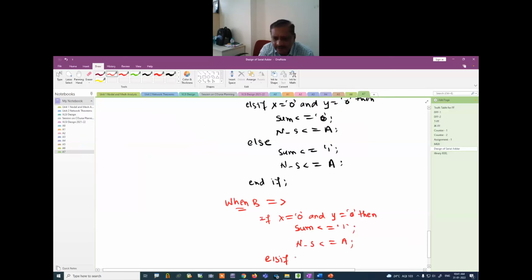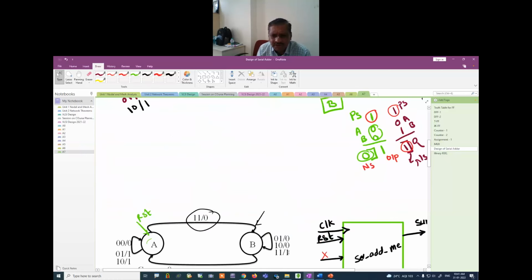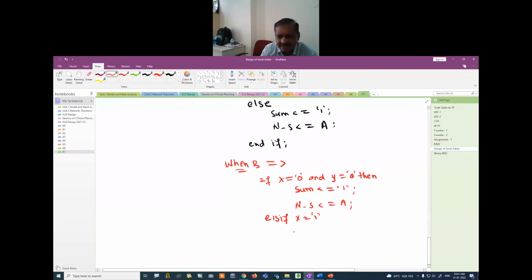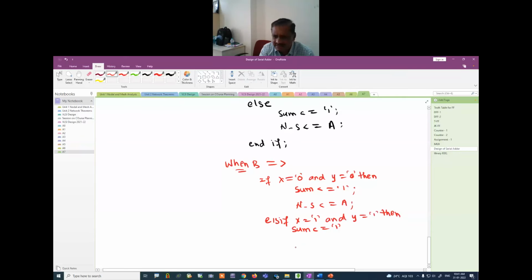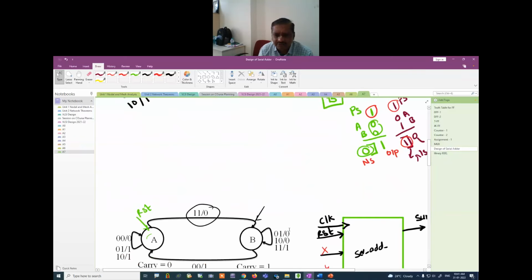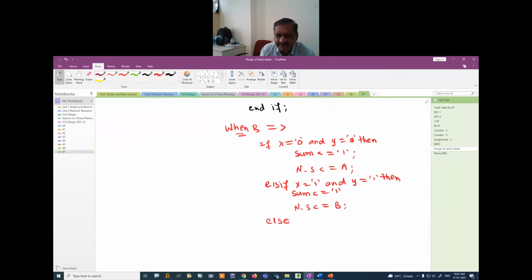Is it right? Else if x is equal to 1 and y is equal to 1, then what is the output? Output is 1. Look at this. That is, sum is assigned as 1. And what is the next state? The next state will be the same state, which is the B state. Otherwise what we have? Sum will be 0. Look at this. For both conditions, sum will be the 0. That's why else this sum is assigned as 0, and the next state is assigned as the B state itself.